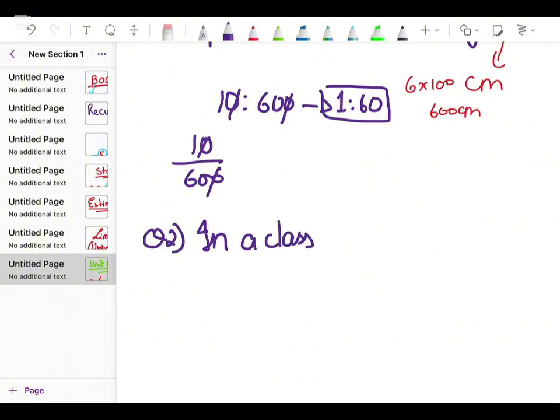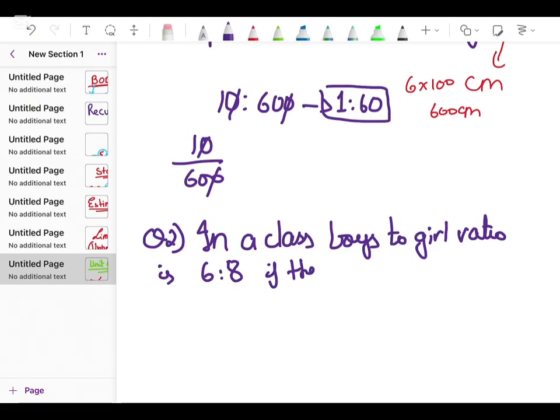In a class, the boys to girls ratio is 6 ratio 8. If there are 30 boys in the class, how many total students are in the class?